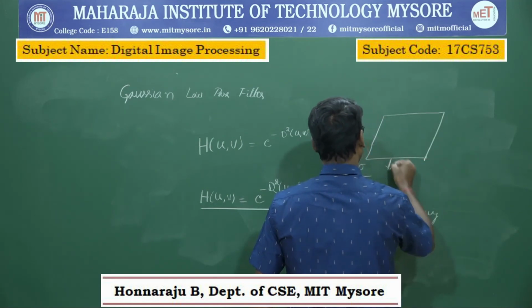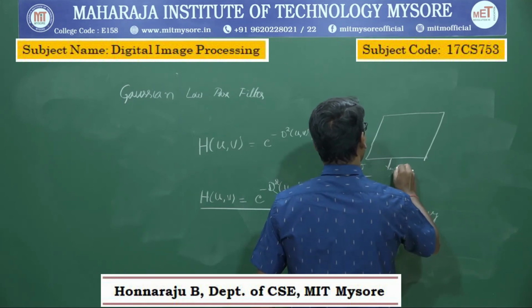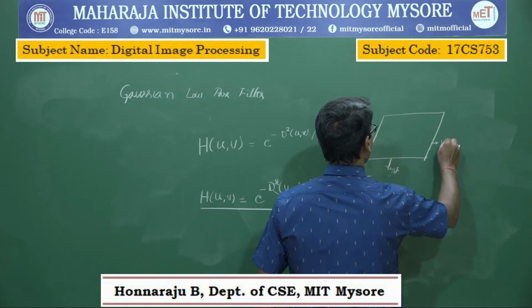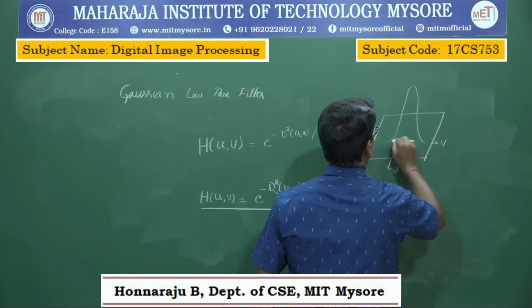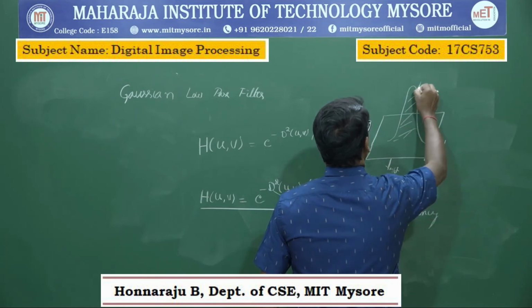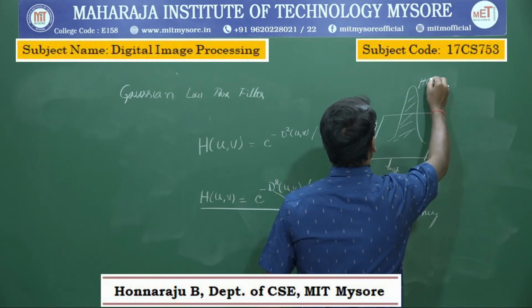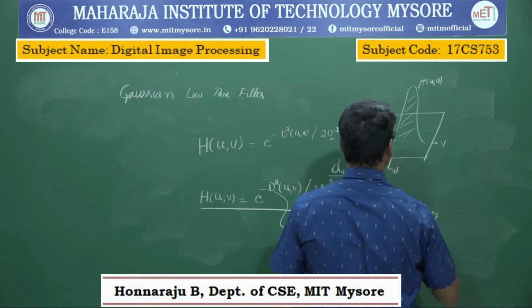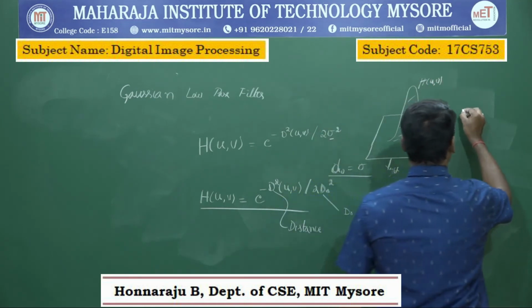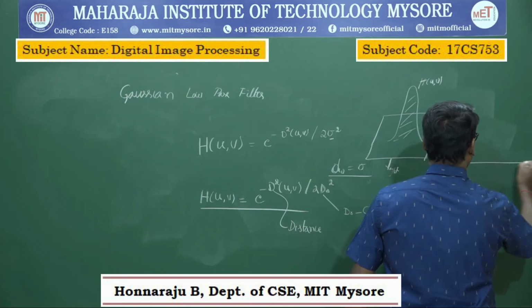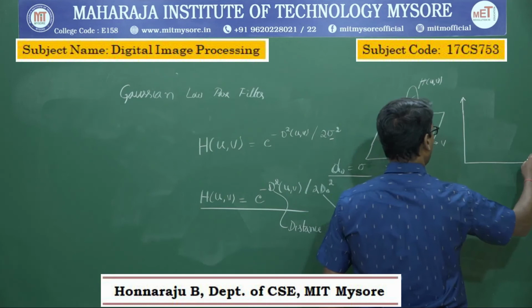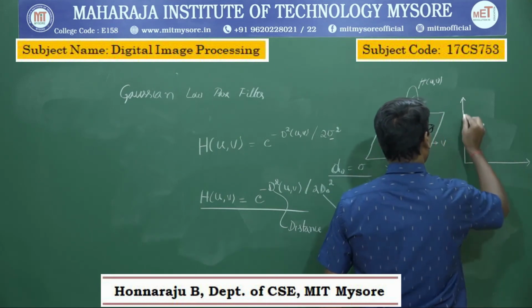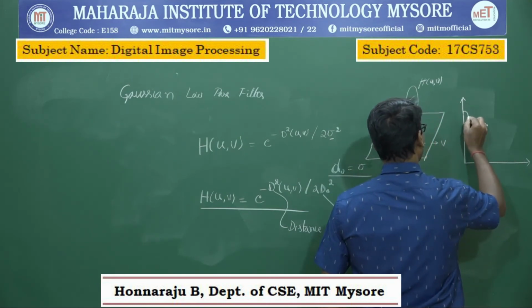once again we consider the rectangular frequency domain, with axes u and v. This is H of u comma v. Then here also, in the Butterworth low pass filter we consider the order, but here we consider the D naught value.